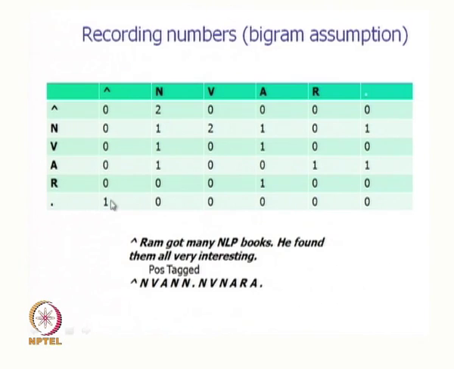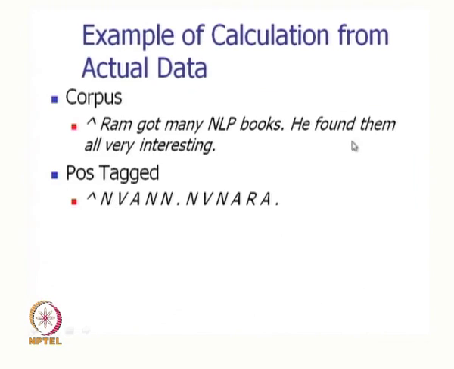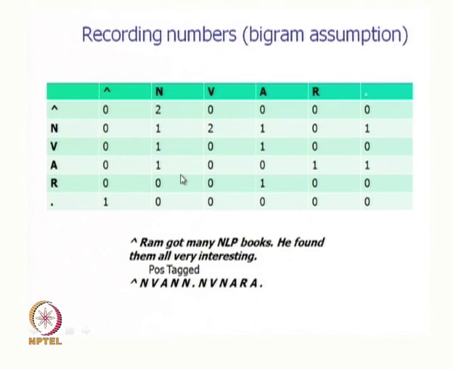There is only one such example, namely the second sentence here. He found them all very interesting. Here, he starts a sentence, and therefore we have a hat symbol implicitly, not shown here, and that is preceded by dot. So, we have here in this cell hat preceded by dot. There is only one example of this.